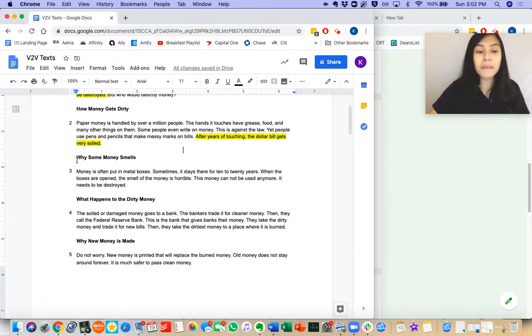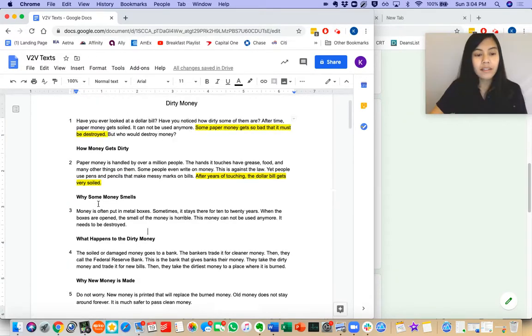Paragraph 3. Why some money smells. Money is often put in metal boxes. Sometimes it stays there for 10 to 20 years. When the boxes are opened, the smell of the money is horrible. This money cannot be used anymore. It needs to be destroyed.